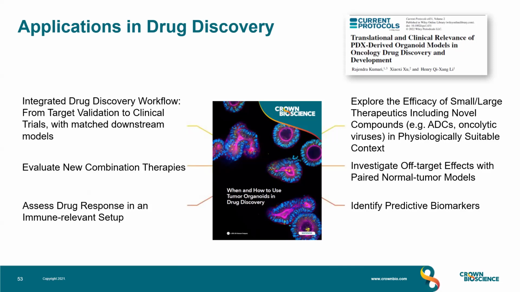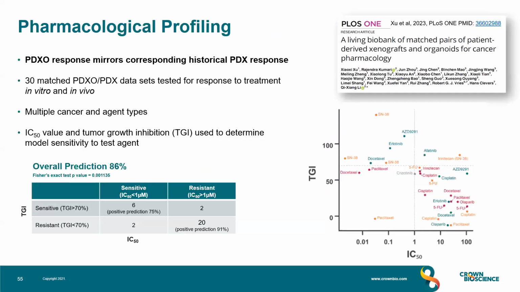We can investigate the combinations. We can look at predicted biomarkers, off-tumor effects with the normal organoids. And you can find more about the applications in our white paper, which is shown here in the middle. And also there's a review paper in Current Protocols on the relevance of organoids and the matched models, and when to select them in comparison to other 3D systems and PDXs.